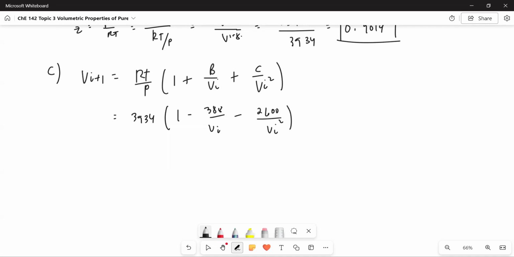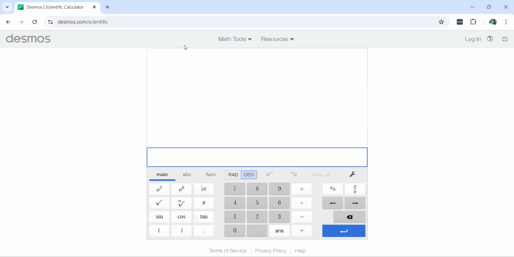Okay, let me share the screen. So this is Desmos, an online scientific calculator. But whatever we're going to do via this online calculator, you can do in your handheld scientific calculator. So we will write the equation here, but first, we have to input our initial value. We have to initialize the value of volume.